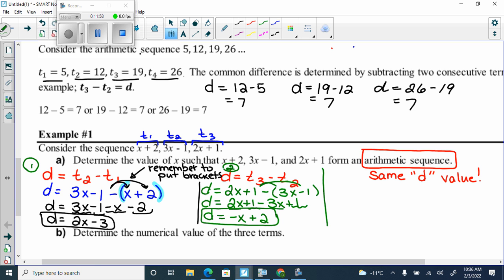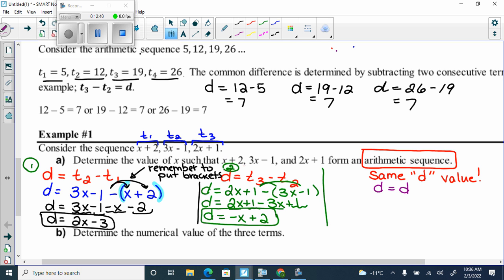Anyone have any idea how I can actually figure out what x is? What do both of the answers equal? What letter do they both equal? D. Did I find the common difference of both? Okay, is this a true statement? Is that true? Anyone fight me on that one? No, D equals D, right? That's true. X equals X, D equals D, whatever, right? That's a true statement, isn't it?